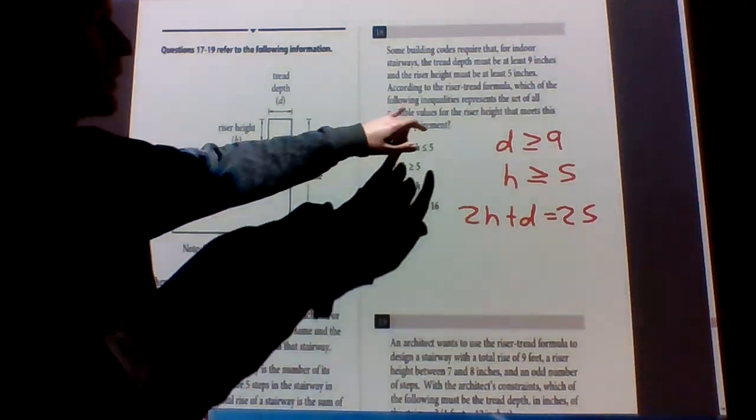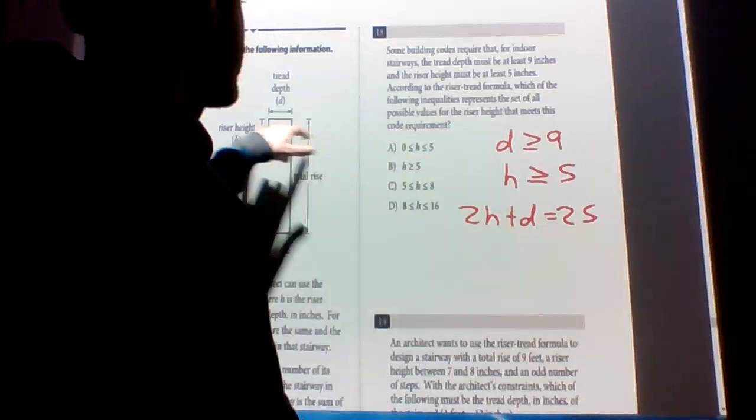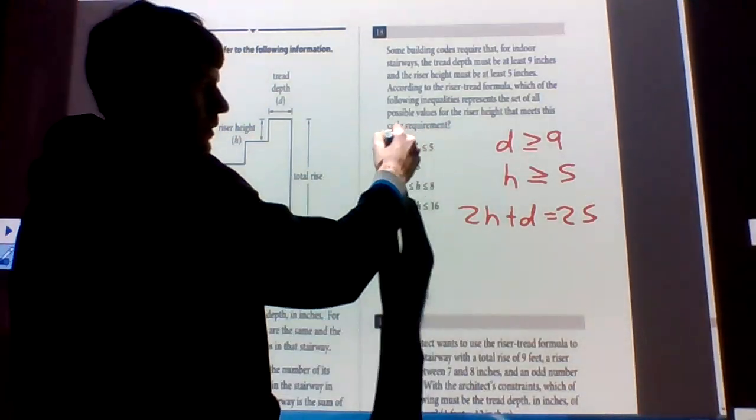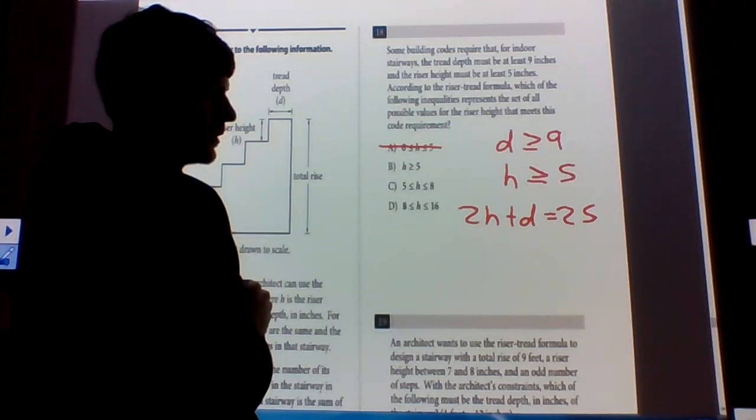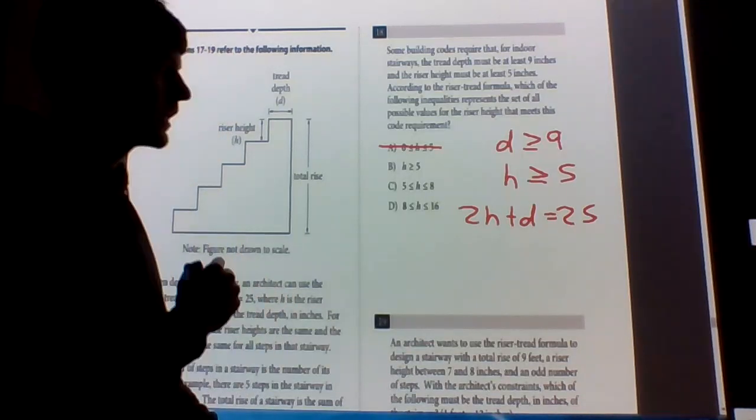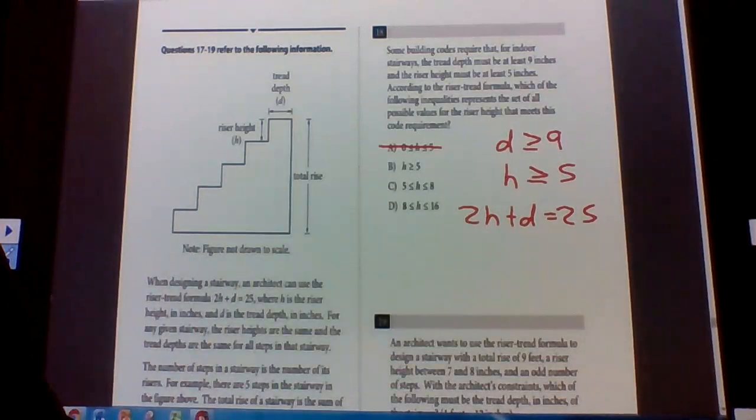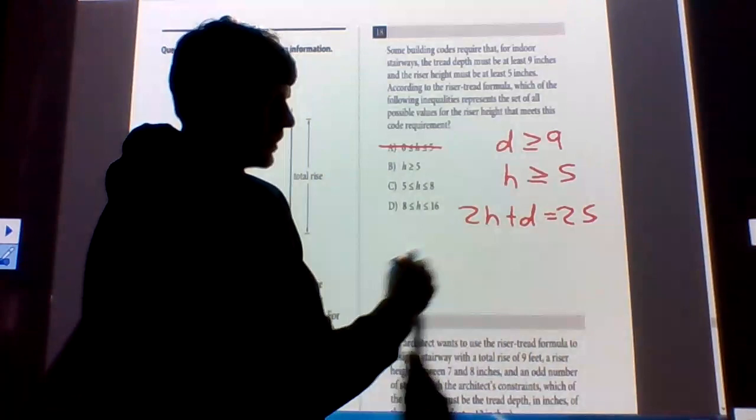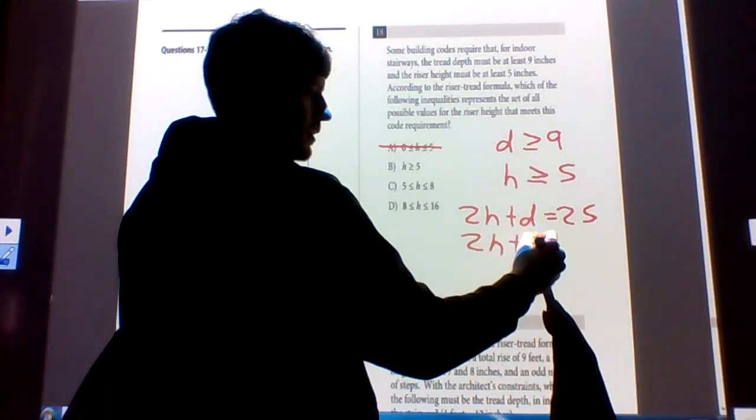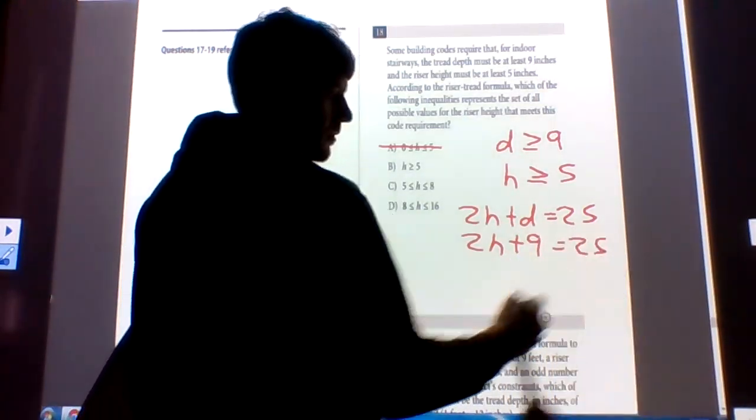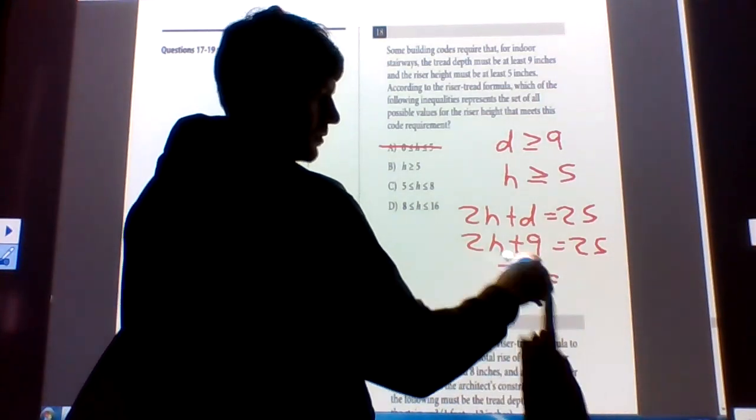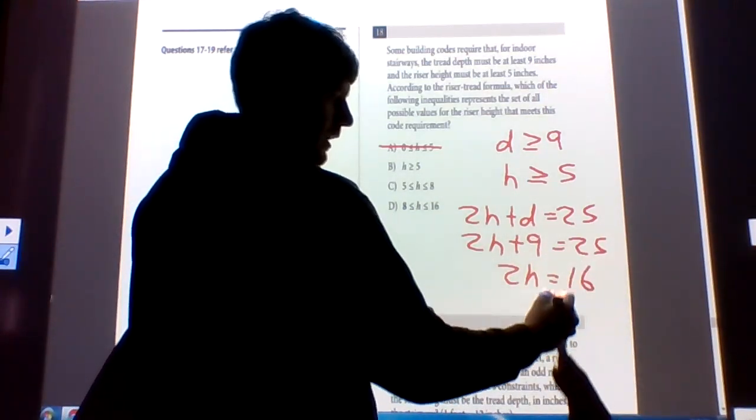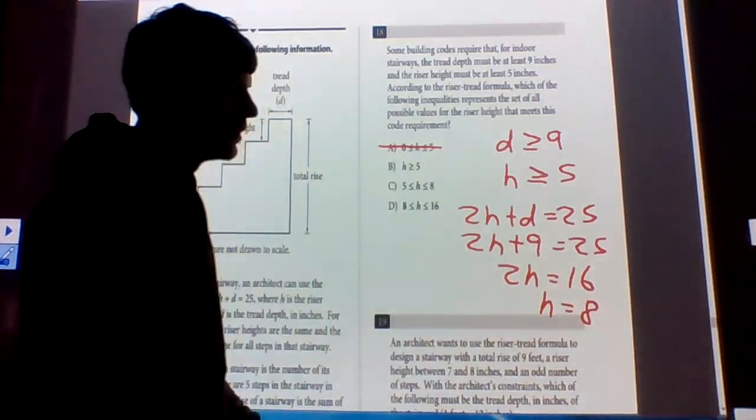Which of the following inequalities represents the set of all possibilities for the riser height? Okay, so we know the riser height has to be greater than or equal to 5. So we know we can cancel out A. But we also know D has to be greater than or equal to 9. So let's plug in the 9 as our minimum number. If we use 9, we're going to get 2h equals 16, so h equals 8.